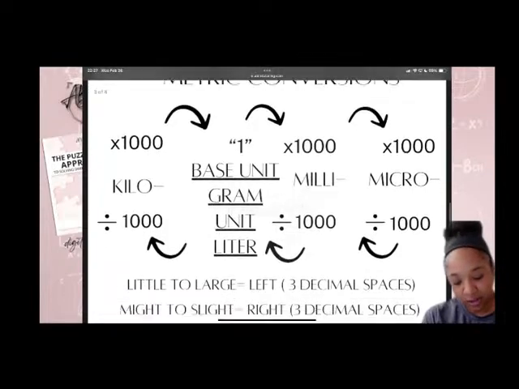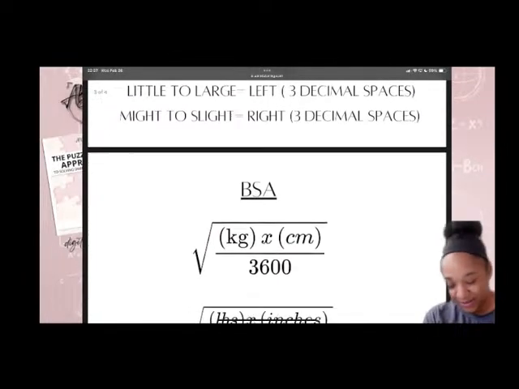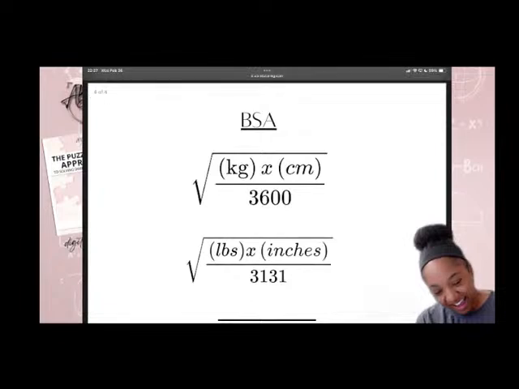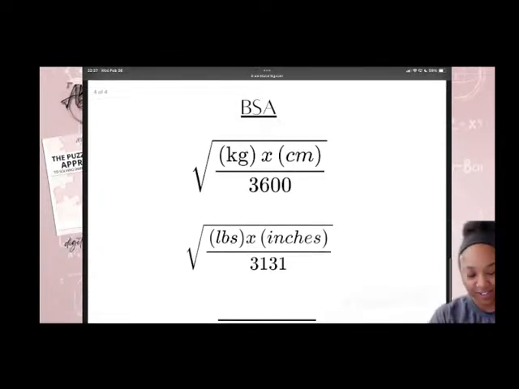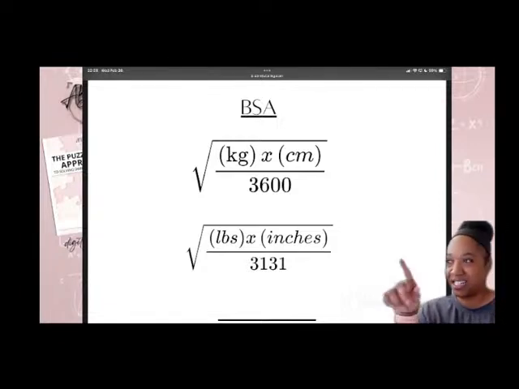If you don't want to look at paper, I have a tumbler with dosage conversions on it. I'm trying to put the hay where the goat can get it as much as I can. All right, and that's your BSA formulas.